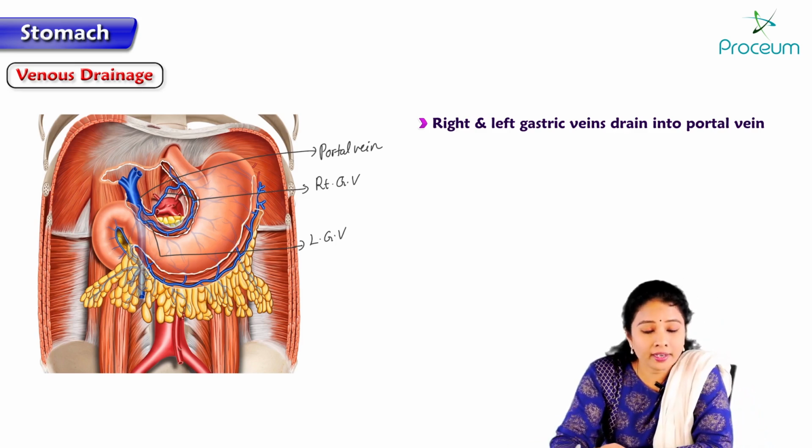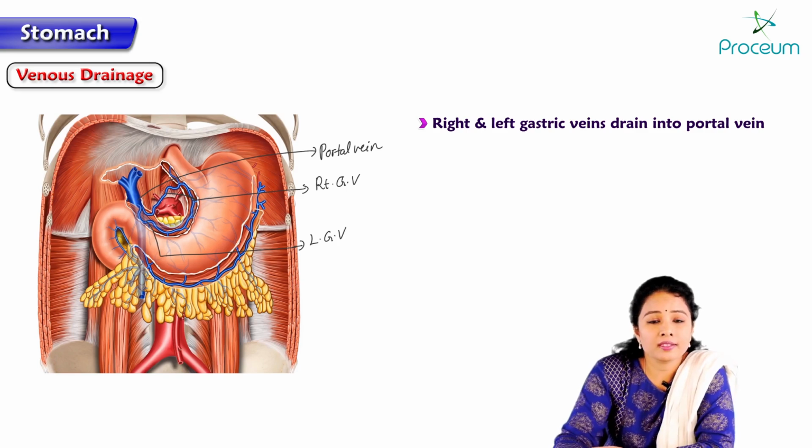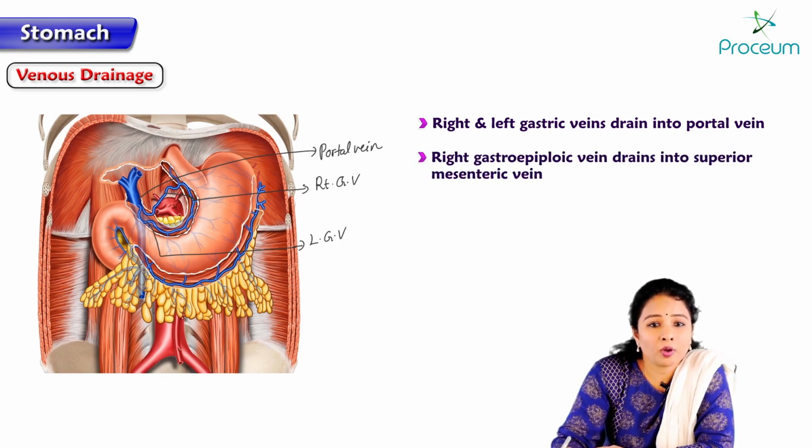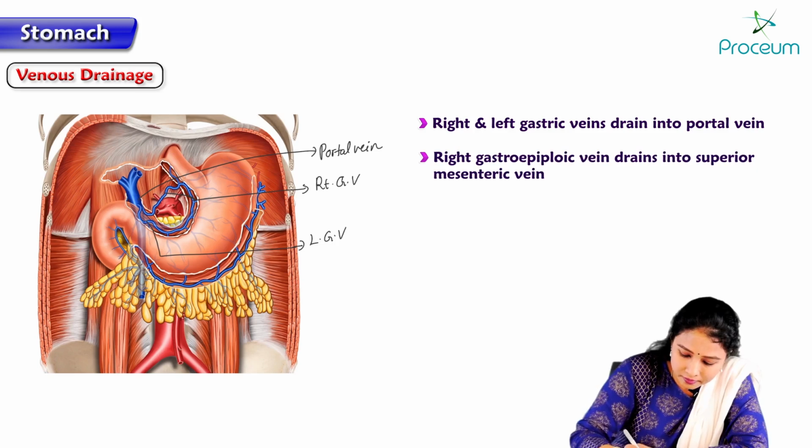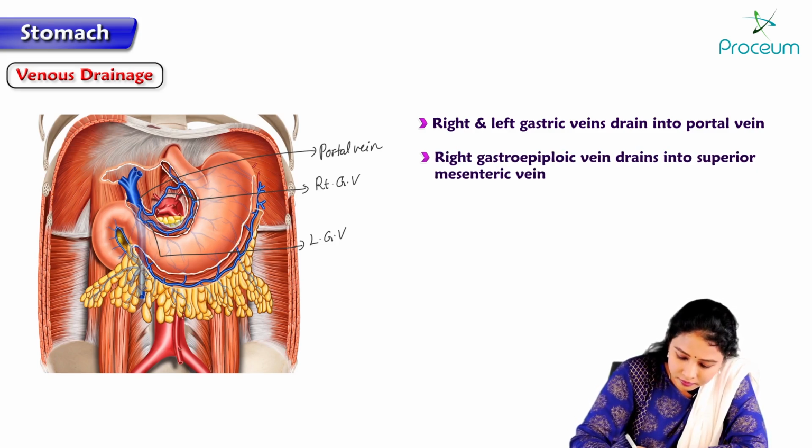Then about the right and left gastroepiploic veins, the right gastroepiploic vein drains into the superior mesenteric vein. So this is the right gastroepiploic vein.